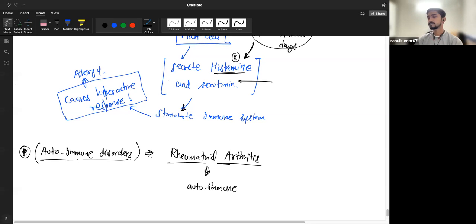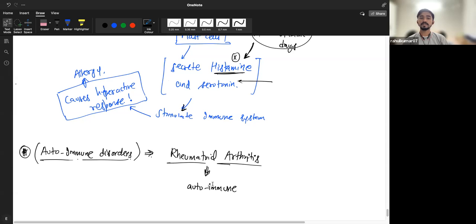The word arthro means, like in arthropoda, what does the word arthro mean? Class 11th, chapter 4, animal kingdom. What does the word arthro mean? See, people, you have to brush up your concepts. Arthro means joints. So arthritis means inflammation of the joints in humans.